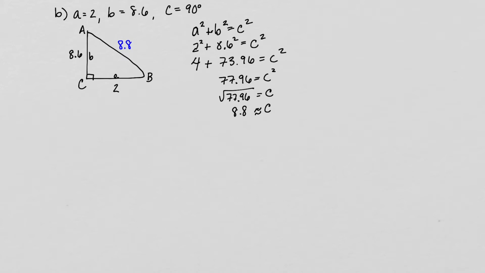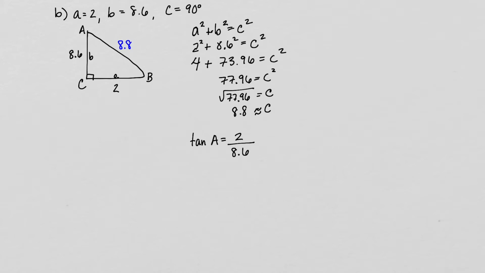Can you think of a trig relationship? So you have these two sides, right? They're the two legs. Which trig function only uses the two legs, and doesn't use the hypotenuse at all? Yeah, the tangent. So we could say that the tangent of A would be equal to the opposite side, which is 2, over the adjacent side, which is 8.6.